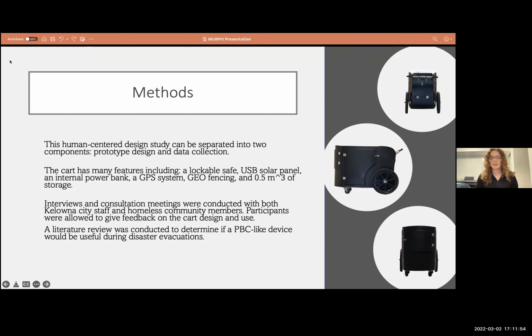During data collection, interviews and consultation meetings were conducted with both Kelowna City staff and community members. Participants were allowed to test out the cart on the streets of Kelowna, give feedback on the cart design, and share stories regarding the cart's usefulness. A literature review was also conducted to determine if PBC-like devices have been used in the past during disaster evacuations.